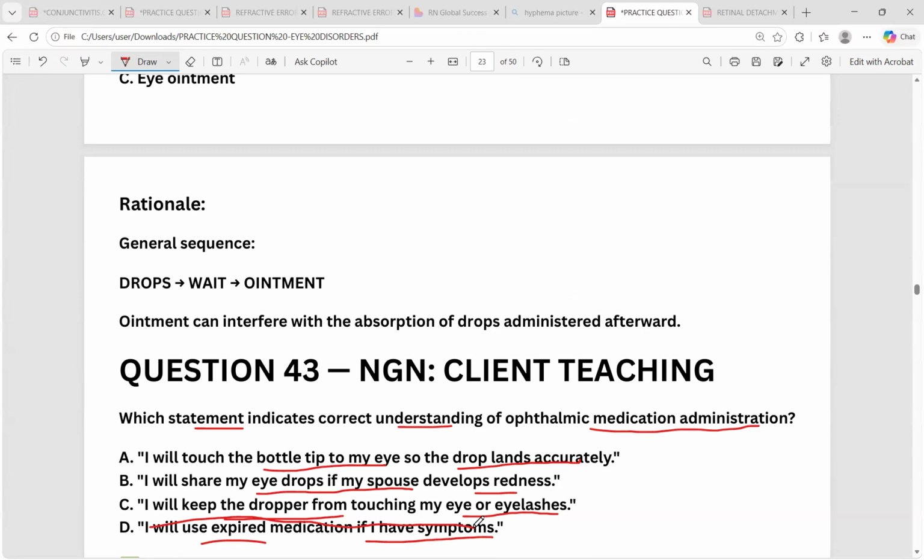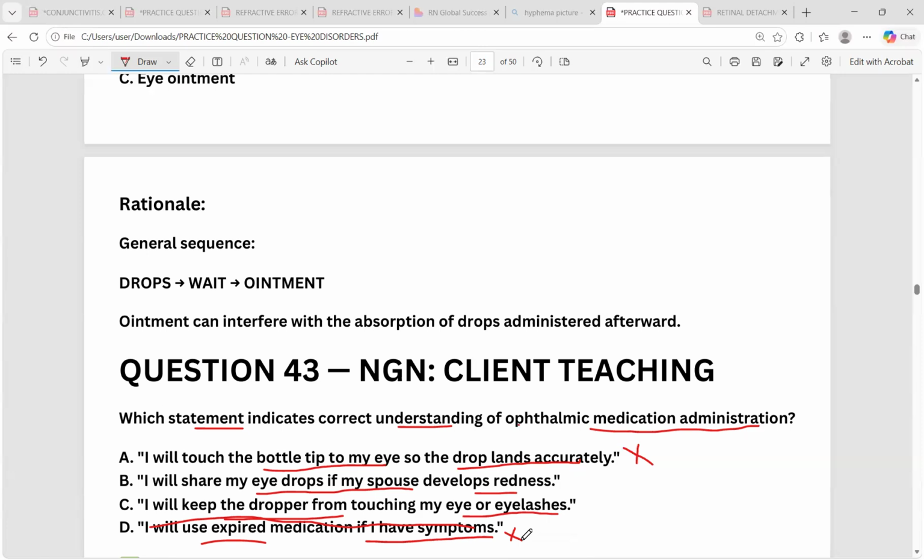Here, I will touch the bottle tip to my eyes so the drop lands accurately. Touch the bottle tip? No, we should not, that will make it contaminated. That means we should not allow the tip of the medicine bottle to touch the eye because it can become contaminated. So you eliminated option A and D, and two options are remaining.